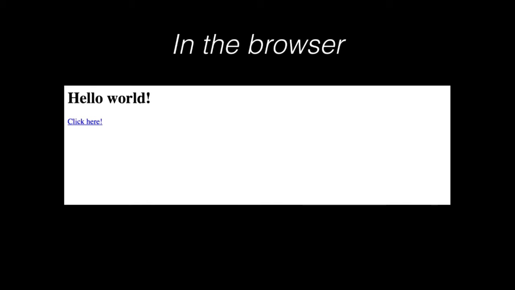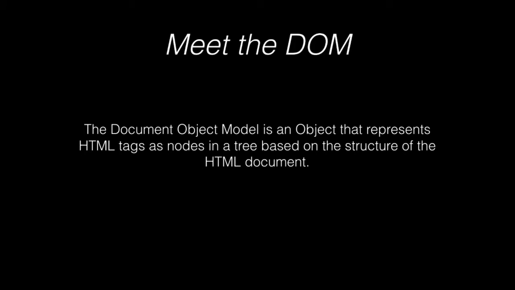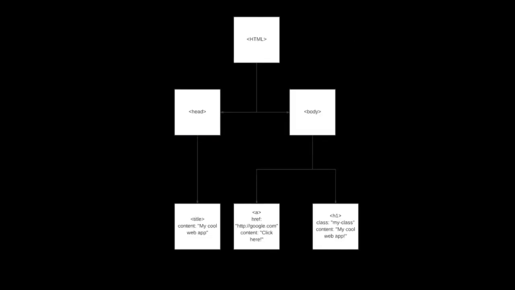The h1 tag is just saying, here's a heading. The a tag is just saying, here's a link. When you click on that link, it takes you to Google. Pretty simple stuff. Where it gets really cool is when we introduce the DOM. The DOM is the Document Object Model. It's an object that represents HTML tags as nodes in a tree based on the structure of the HTML document. You're going to hear a lot about nodes and trees. Basically, it's just a way of structuring data. A node is an item in a tree, and they're all connected. And it's a little simpler when you get to see it visually.